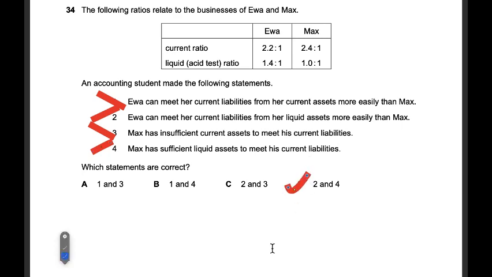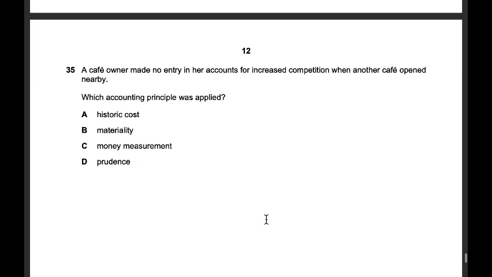Moving on to our last question. A cafe owner made no entry in her accounts for increased competition when another cafe opened nearby. Which accounting principle is applied? Simple, money measurement principle. Why? Because it was something that was not related to monetary terms of the business and hence it was not applicable to the business.